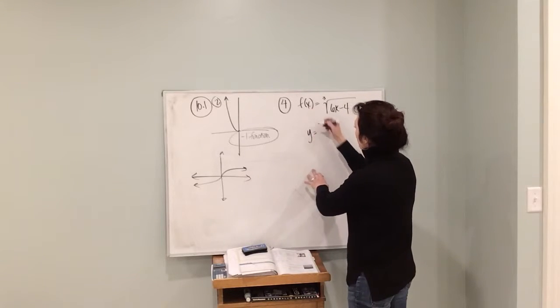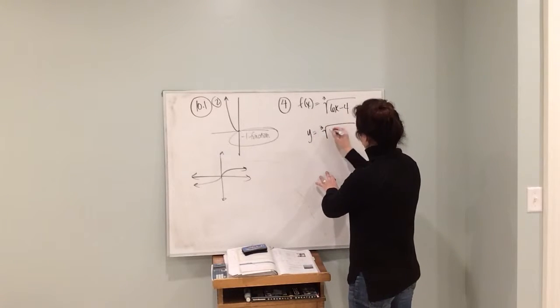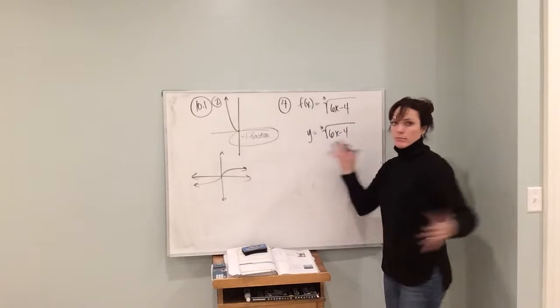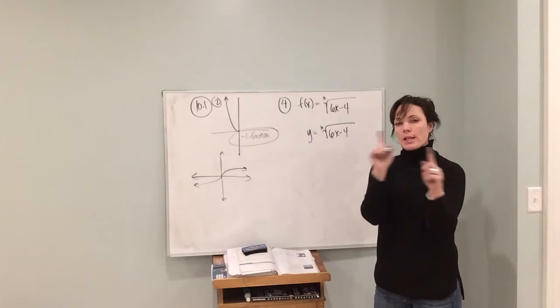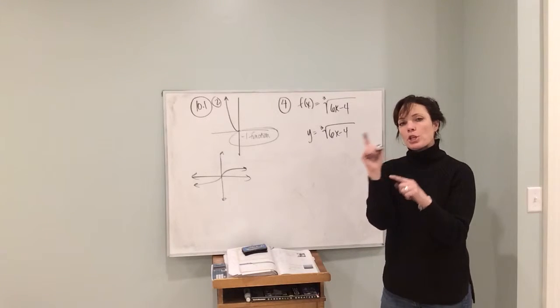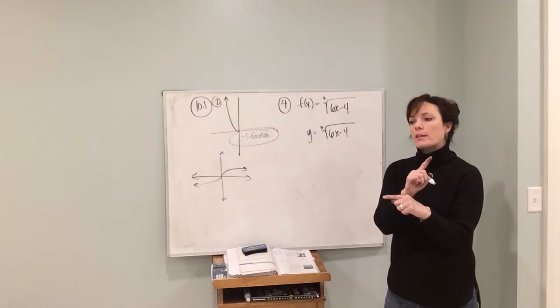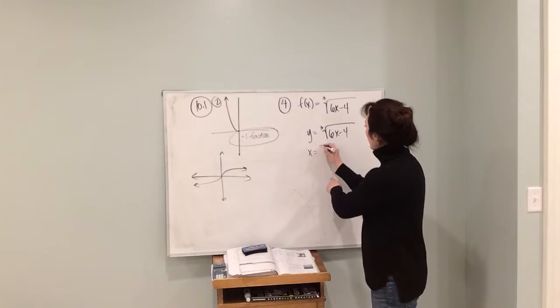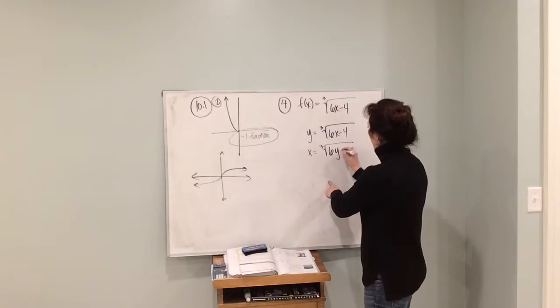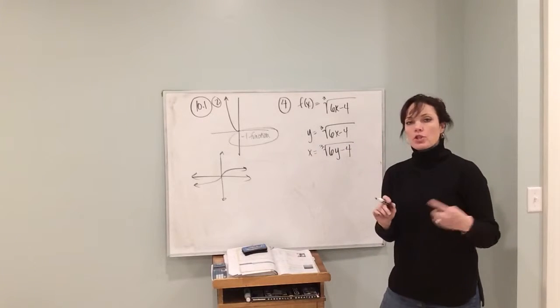First we're going to replace the f of x with y. So we're just rewriting it. The next thing that we do is we're going to interchange the x and the y. The inverses interchange our x with our y and our y with our x. Our domain becomes our range and our range becomes our domain. So we're just going to rewrite it this way. And then we're going to solve for y.